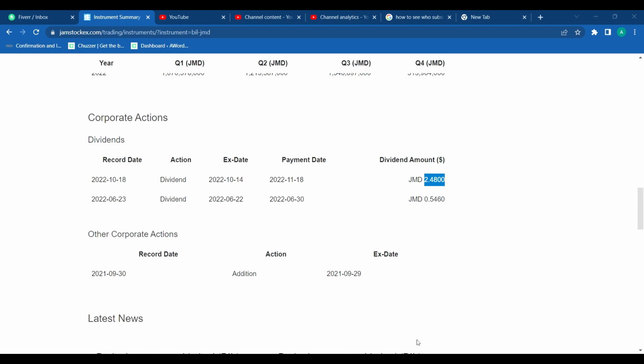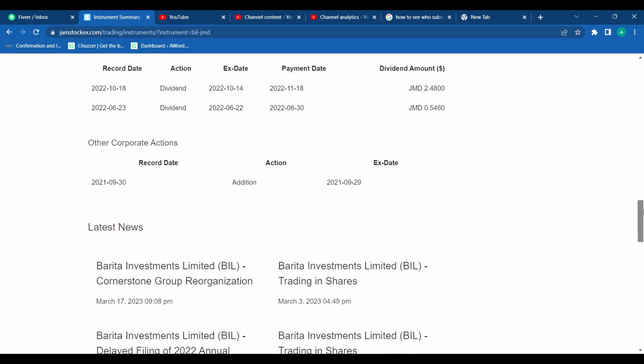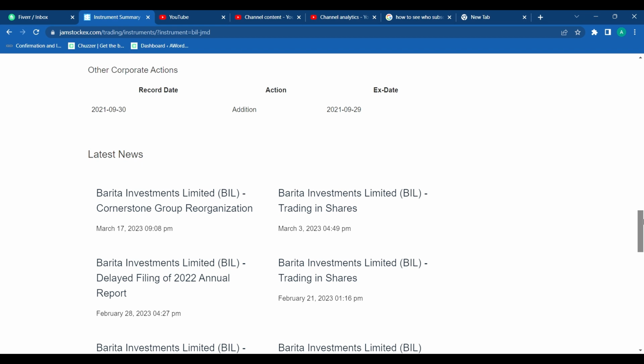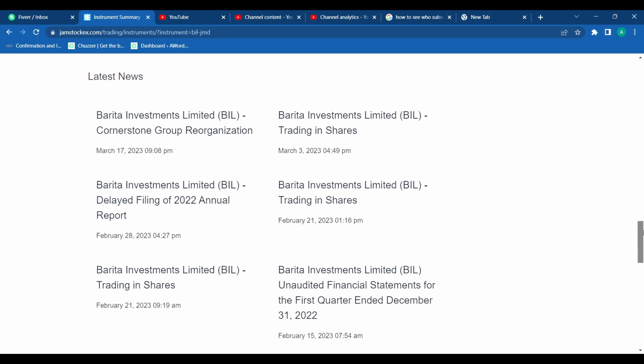Dividends are what is paid periodically by companies whenever the company is performing well. Now, if you were to scroll down on that page, you will see different information or the latest news that the Jamaica Stock Exchange has posted about the company.